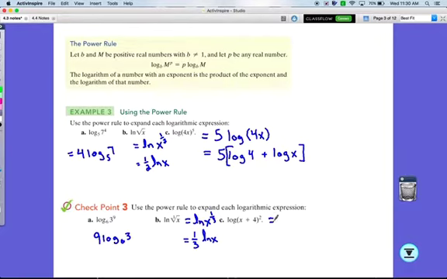All right, and then on C, I've got log of x plus 4 squared. So I can bring the 2 out front and say this is 2 times the log of x plus 4. Now, I can't break that apart. Addition on the inside I cannot break apart. If it's multiplication, I could.